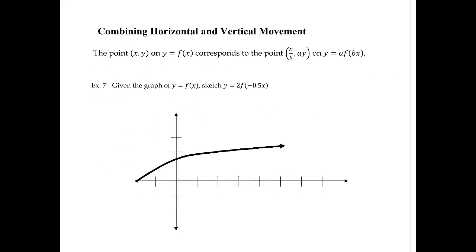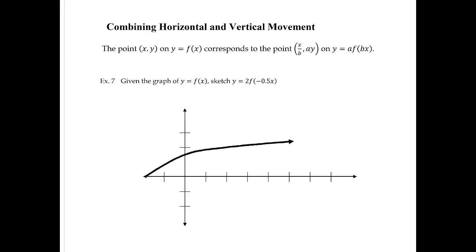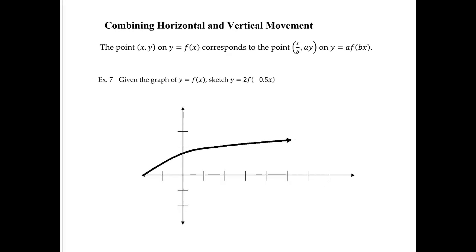So combining these really isn't that different because one affects X and one affects Y. So when we do that, our mapping notation becomes this, so X divided by B and A multiplied by Y. So when I go to tackle an example like this, I'm going to first identify A and B, and I'm going to note that there's a reflection over Y. So you can use mapping notation if you'd like.